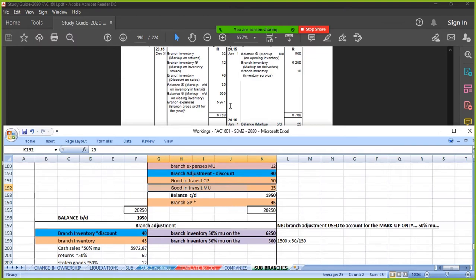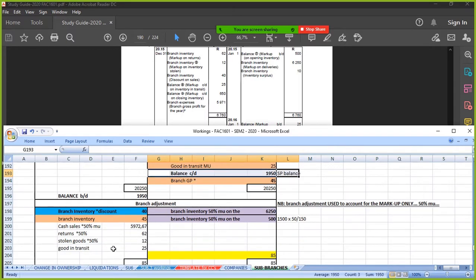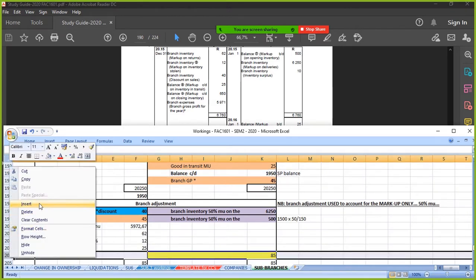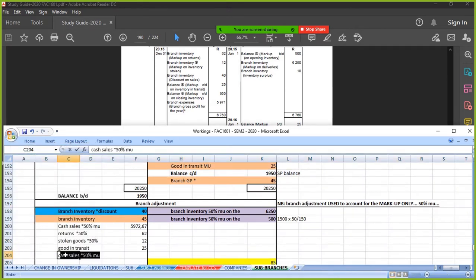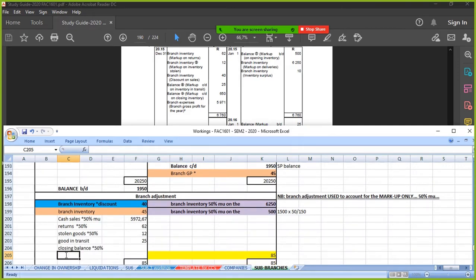You've got the balance. Okay, the balance we need to work out. Remember, this balance is selling price balance. They want us to show in the branch adjustment the portion of this balance in the branch adjustment. So let's do a working for that. So this would be closing balance, 50% markup. My closing balance was 1950 times 50 divided by 150 gives me 650. That's where they got that. That's also fine. That I agree with.